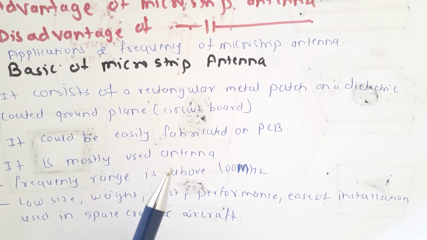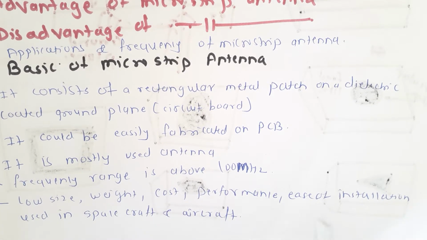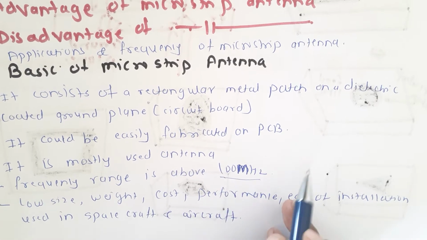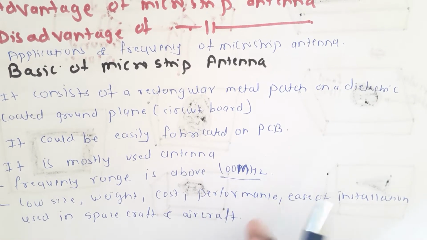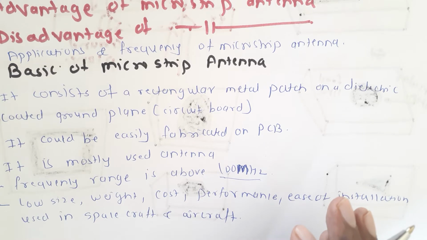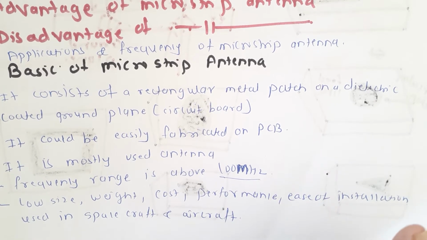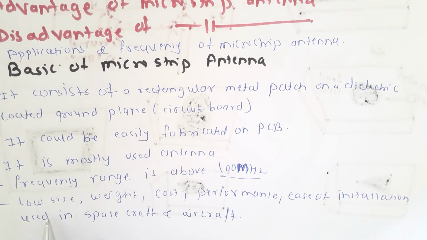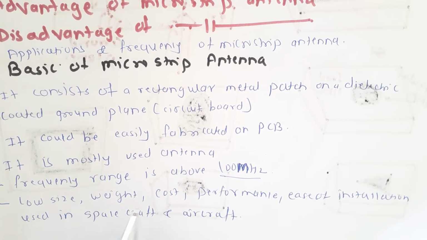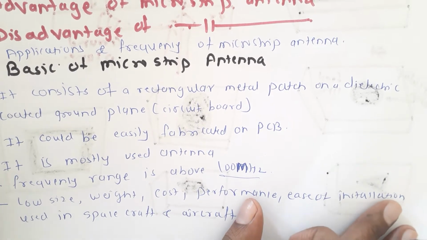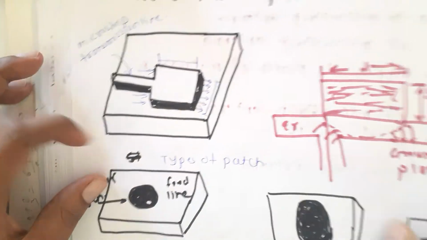It is the most widely used antenna, used in most applications like mobile signals, satellite, aircraft, then spacecraft. Again, it works at frequencies above 100 megahertz. So above 100 megahertz, whatever the frequency range is for transmission and reception, we use the microstrip antenna. Then in advantages, again, low size, weight, cost, performance, ease of installation, used in spacecraft and aircraft. Afterwards, we will go for the structure of microstrip antenna.